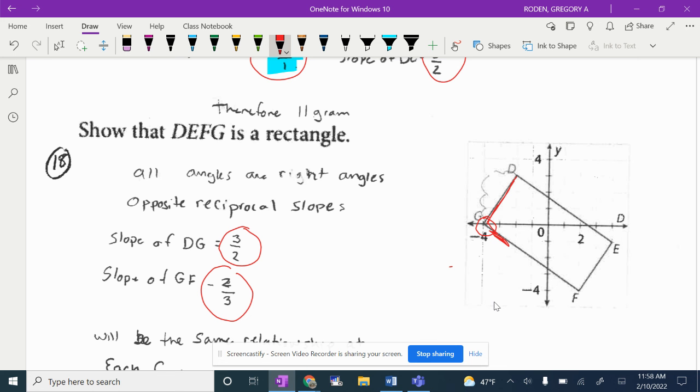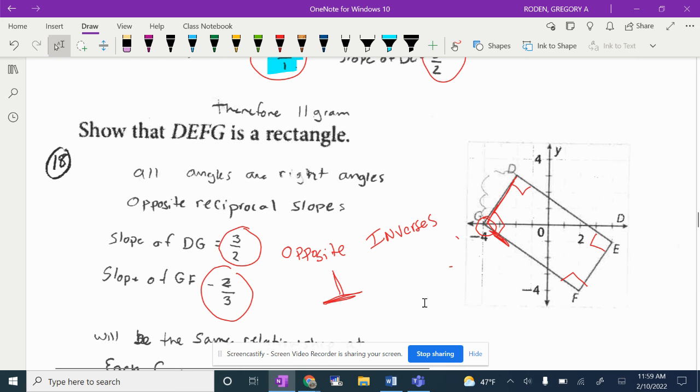Now, what do I notice about those two slopes? Those are opposite inverses of each other. Whenever you have opposite inverses, you know you have perpendicular lines. And if you have perpendicular lines at every single corner, then you know that every one of these are perpendicular, which means they're all right angles, which means it's a rectangle, okay? So if all the angles are right angles, it is a rectangle. So that's how I did that.